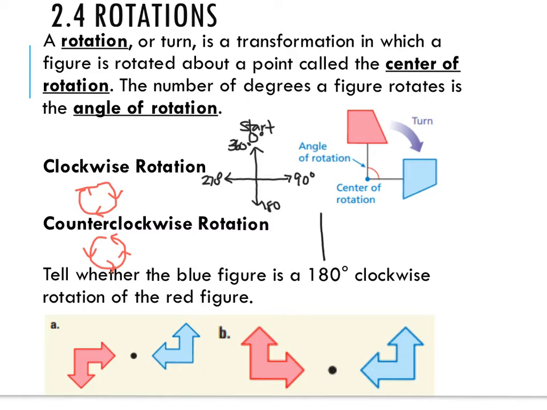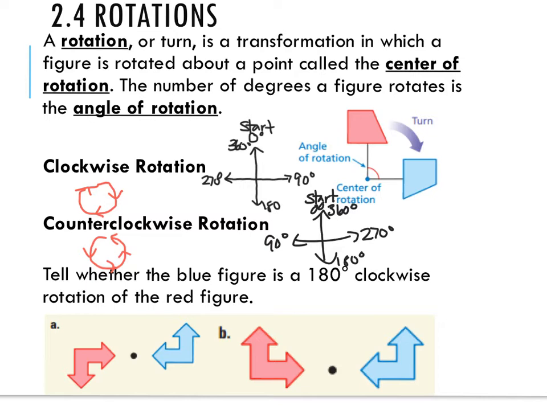Now a counterclockwise rotation, again, if I start up at the top, 0 would be at the top, but now I'm going to go to the left, and that would be my 90 degrees. Down would still be 180 degrees, and then to the right would be 270, and back up at the top would be 360 degrees. So the direction you are rotating determines the number of degrees.